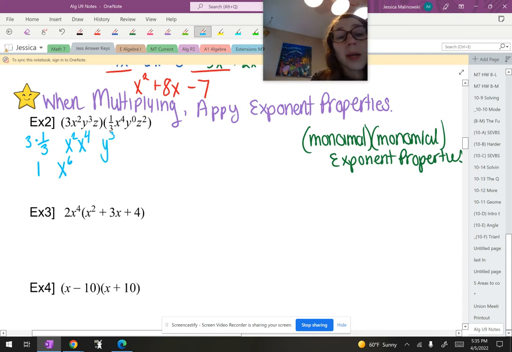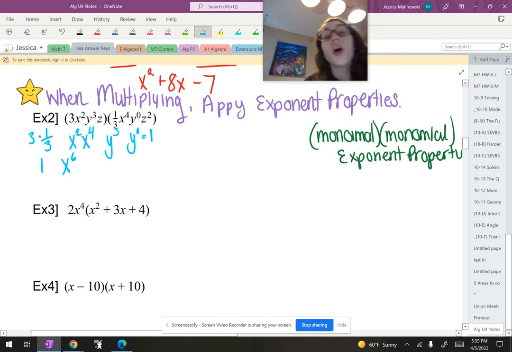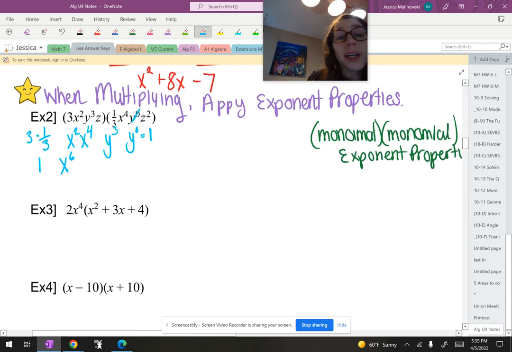Y to the 3rd times y to the 0. Remember, anything to the 0 power, and you can always double check this in your calculator. So do it. Type something in there, raise it to the 0 power. Type something else in there, raise it to the 0 power. You're going to see anything raised to the 0 power is 1. Notice, not 1y, but 1. So really, there's not even a y here. That y to the 0 is really not even there. That's just a big fat 1. So my y cubed is going to stay y cubed.